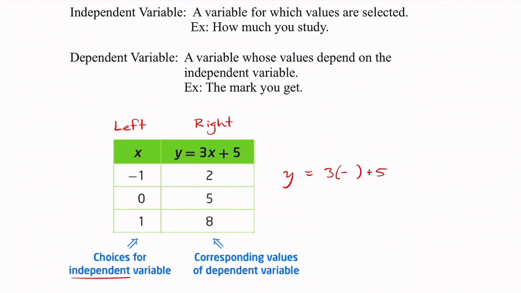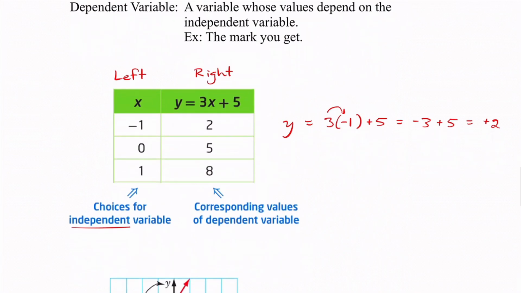So I'm going to put in a -1. So I got 3 times -1. That's just equal to -3. And then I still have that plus 5. And then when I add those two together, I just get +2. And that's how they got this +2. That's also how they would get this 5 and this 8. They just plugged them into this formula, and then it gave out these values. So that's why they're called dependent variables, because these values depended on what value you put into it.